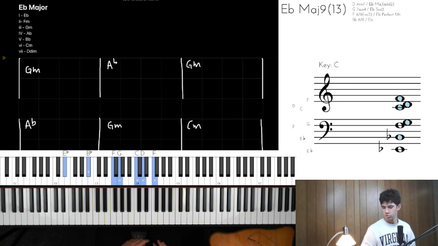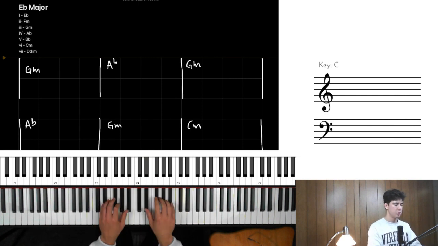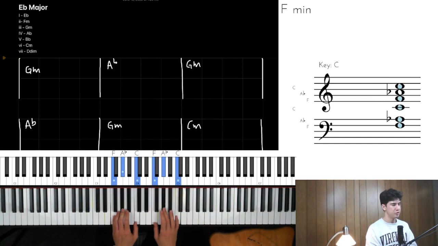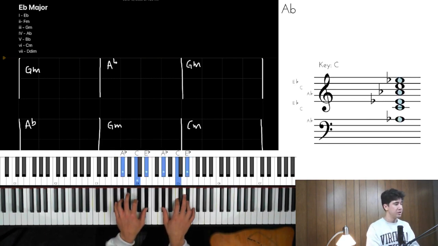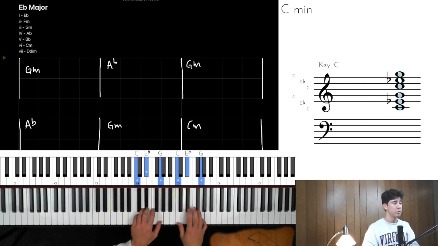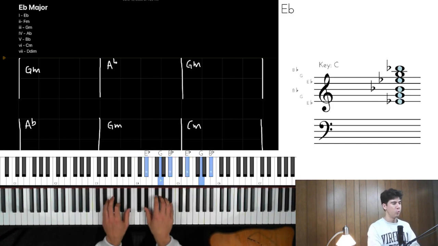So that's the bridge. Let's go ahead and figure out what's going on here. We're in the key of E flat major. E flat is our 1 chord, F minor is our 2 chord, G minor is our 3 chord, A flat major is our 4 chord, B flat major is our 5 chord, C minor is our 6 chord, D diminished is our 7 chord, and now we arrive back at our 1.